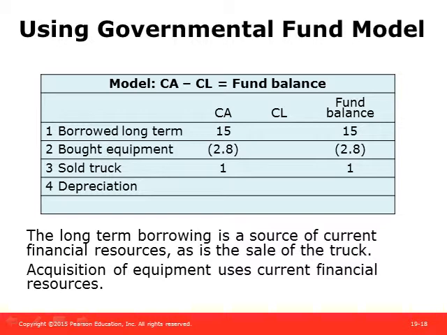And so now let's look at the governmental fund model, where we know the model is current assets minus current liabilities equal to fund value, or fund balance. So we know, again, we borrowed $15,000 with a notes payable, and so that increased the current assets and increased the fund balance. We purchased equipment for $2,800, which decreased our cash, and we sold a truck for $1,000, which increased our cash or our current assets.